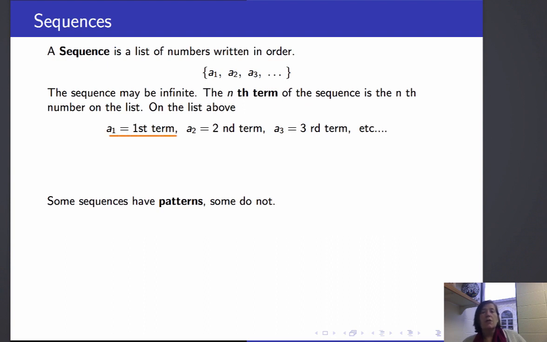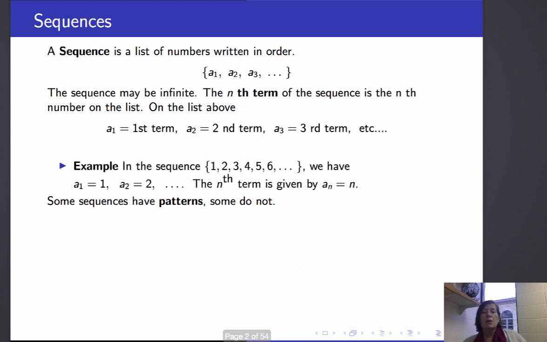So the first term of the sequence is the first number on the list, the second term of the sequence, the second number on the list, etc. And we often use subscripts to denote the nth term, or perhaps functional notation. So in the abstract sequence I've written below, a subscript 1 denotes the first term, a subscript 2 the second term, a subscript 3 the third term, and so on. And these a's represent numbers.